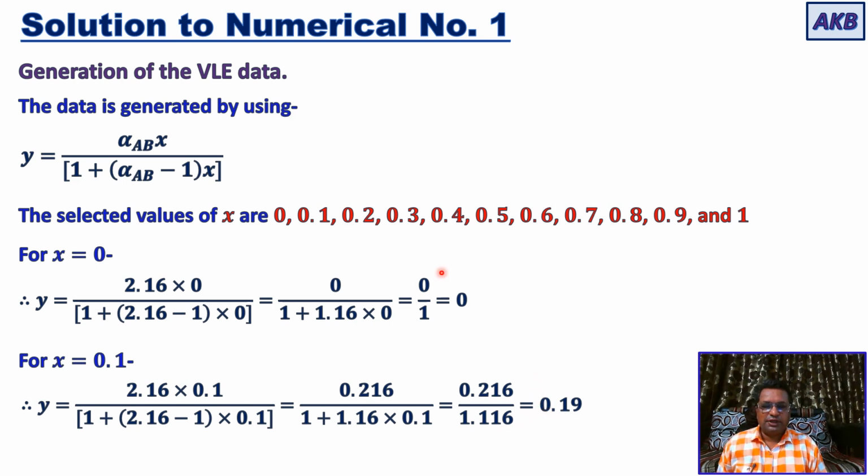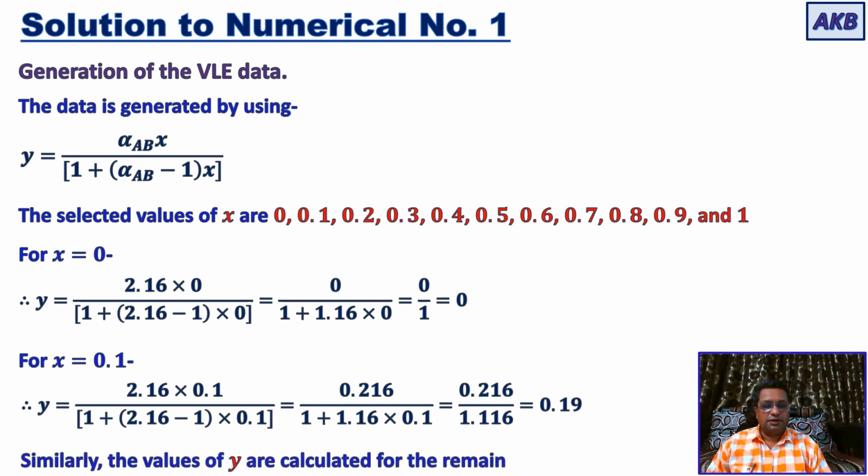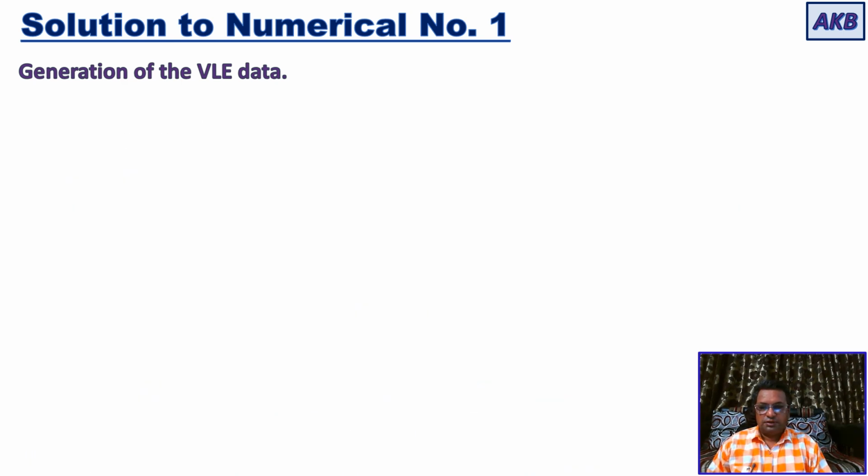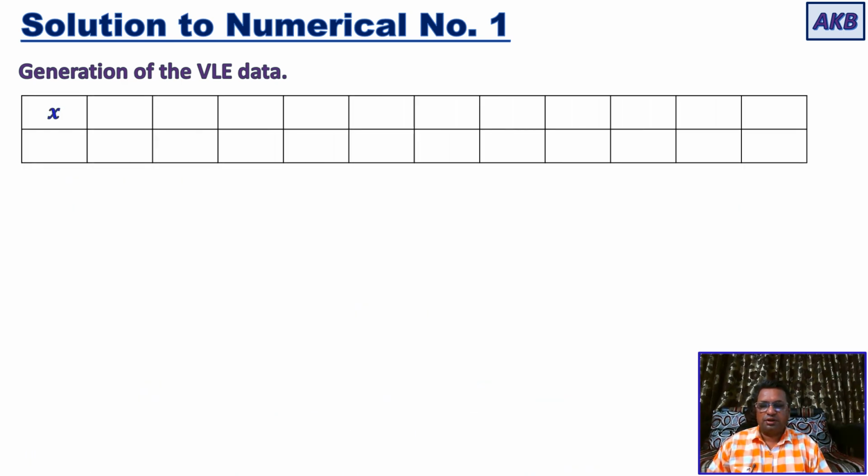Okay. So similarly, for every value of x that we have selected, we are going to calculate the corresponding value of y. So now you can do the calculations. I'll directly show other values of y. So similarly, values of y for remaining values of x are calculated. So now let us understand how it is done. Okay. So now I'll show you all the values.